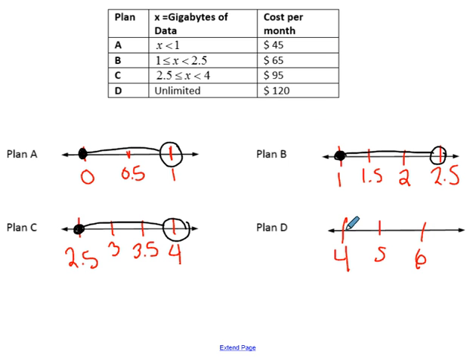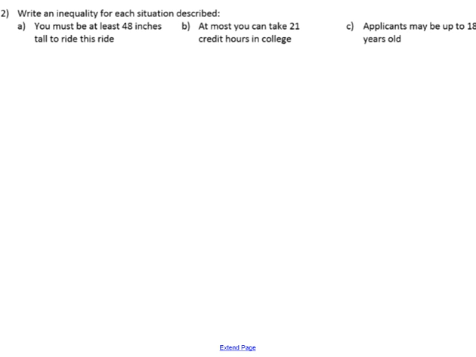So at 4 gigs of data, that's included. So I'm going to put a regular dot, and then instead of going to another value and connecting it, I'm just going to draw an arrow in this direction saying anything more than 4 gigs of data would be included under this plan. Okay, so this is how we graph these inequalities. Now go ahead and turn the page, and we're going to see a couple more examples that are not as extensive as the first one, so they're just a little bit quicker to go through.